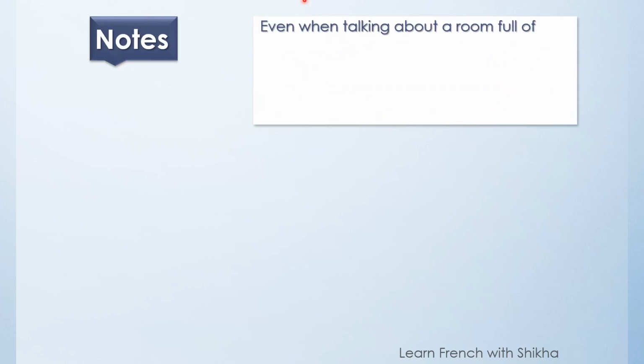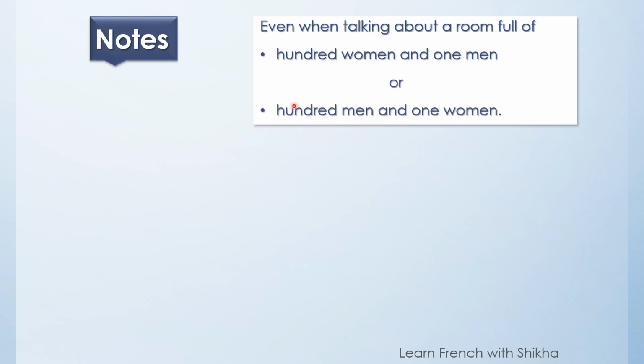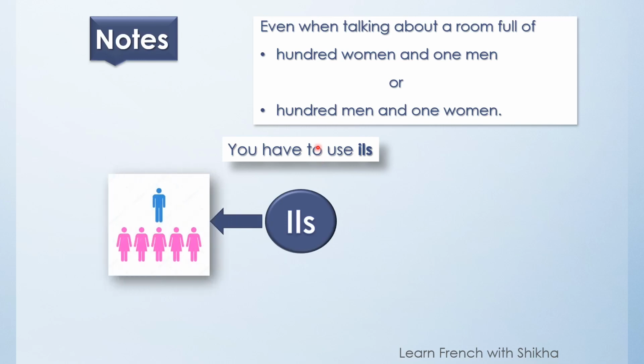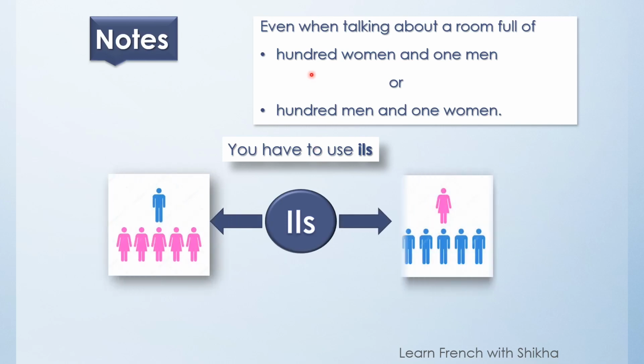Notes to remember. Even when talking about a room full of 100 women and one man, or 100 men and one woman, you have to use ils. Whenever we are talking about a mixed gender, you're going to use ils. Elles will only be used when we are talking about females or feminine nouns. That's it.